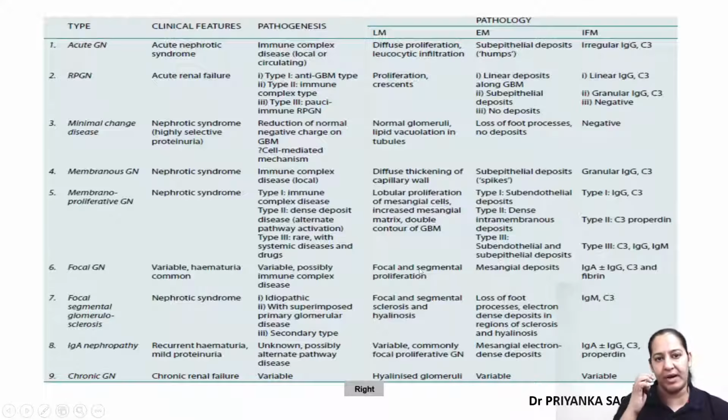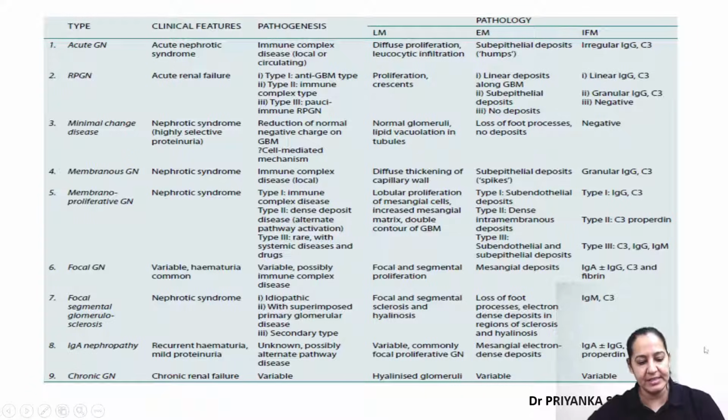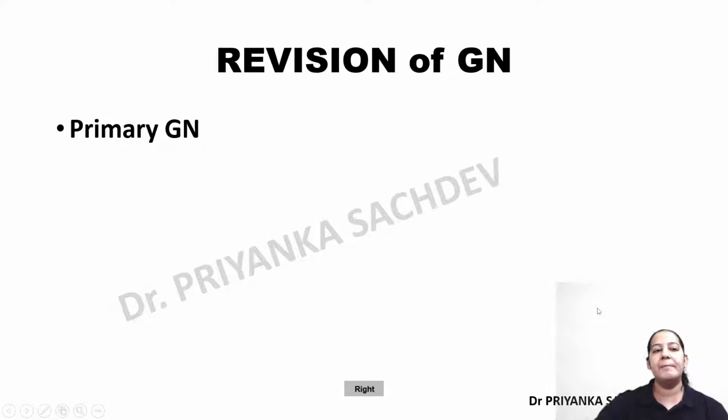I'm not launching the polls right now. I am done with the 9 types of glomerulonephritis. Are you people with me? We are done with the 9 types of glomerulonephritis now. Now I want to make a comparative analysis between the 9 types of glomerulonephritis. Do you want to revise with me?